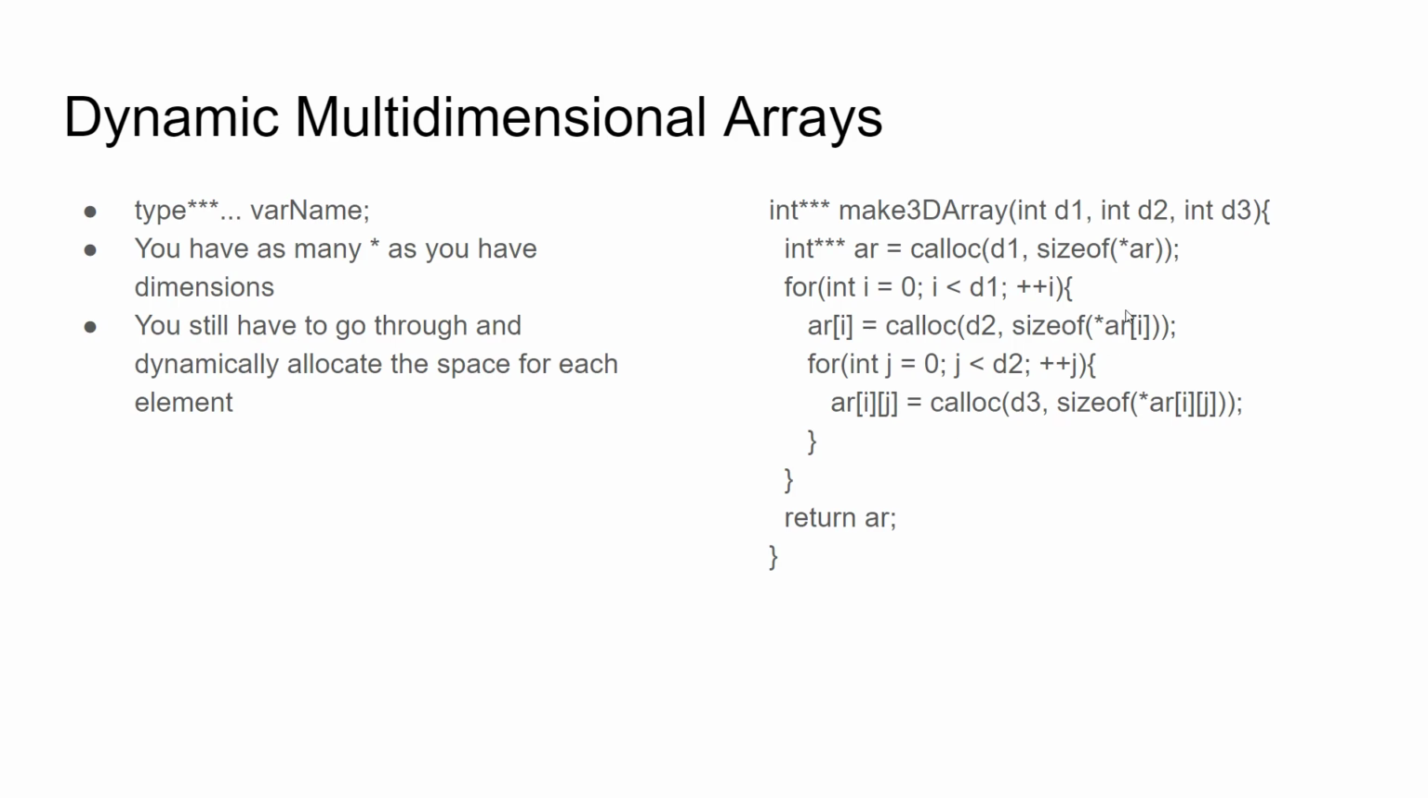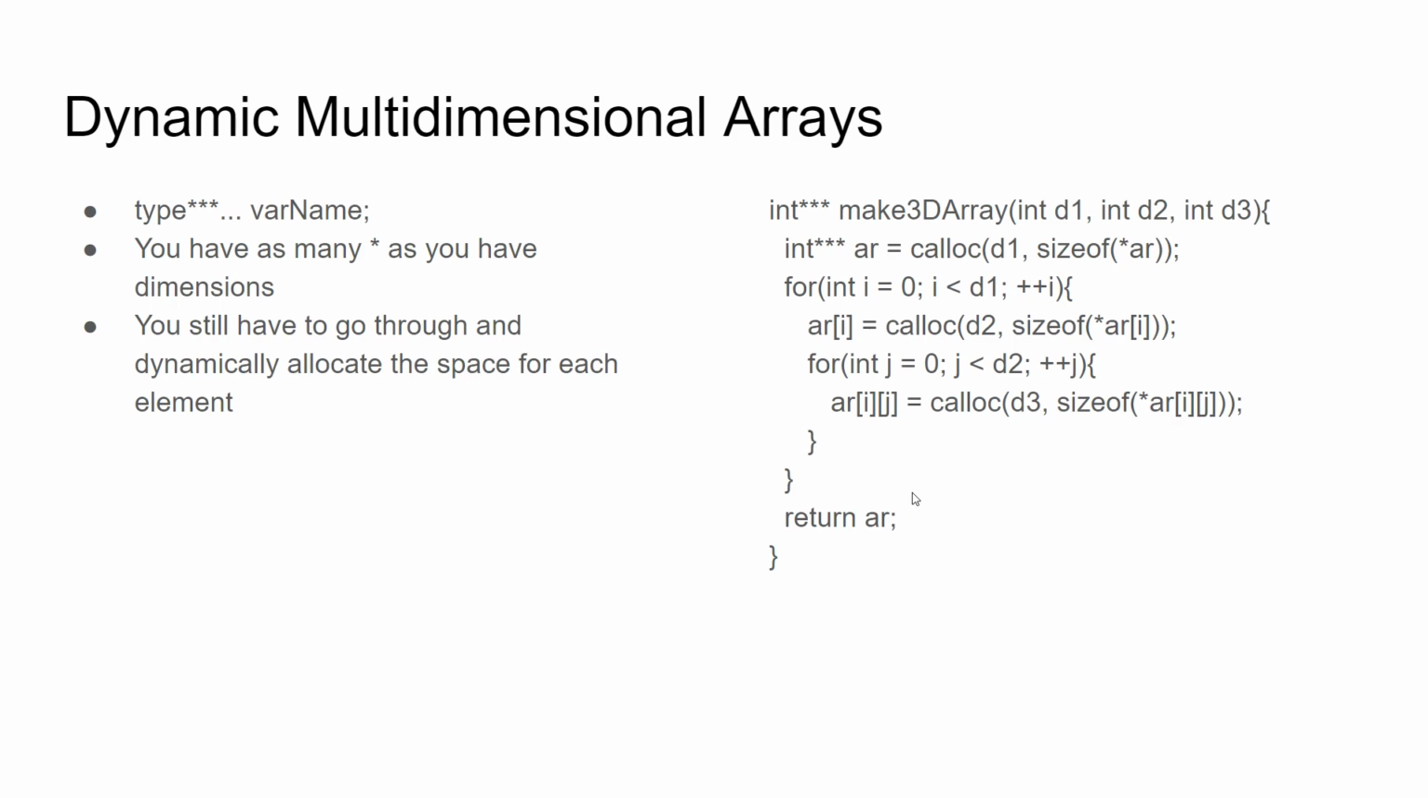So over here on the right, I'm going to make a 3-dimensional array that's D1 by D2 by D3 big. The first thing that I do is I allocate space for each of my double pointers, and I want D1 of them. Then for each of those double pointers, I make space for the single pointers that they point to, right here. Then for each one of those single pointers, I allocate space for the actual integers. And then I'm able to return it.